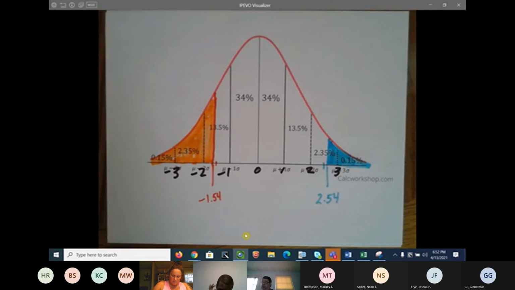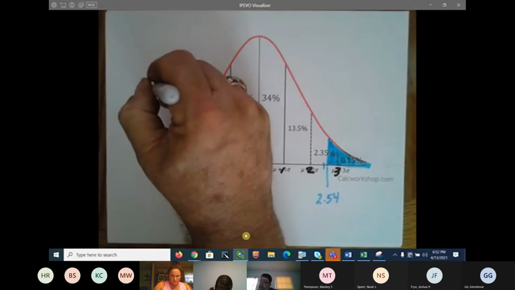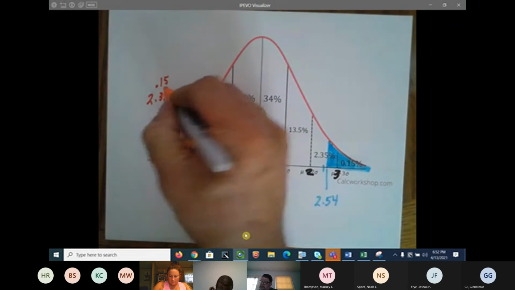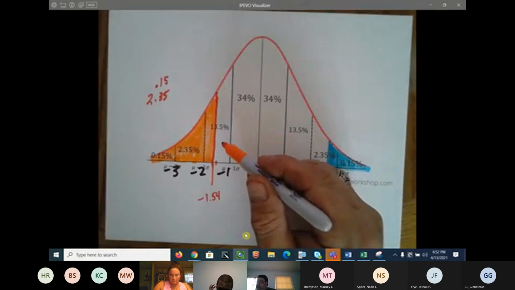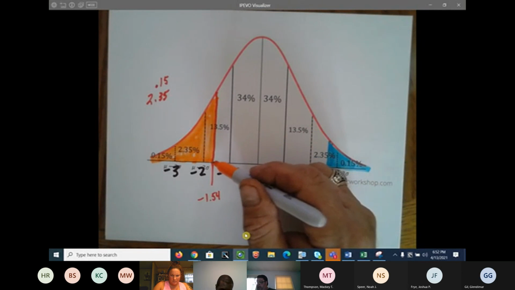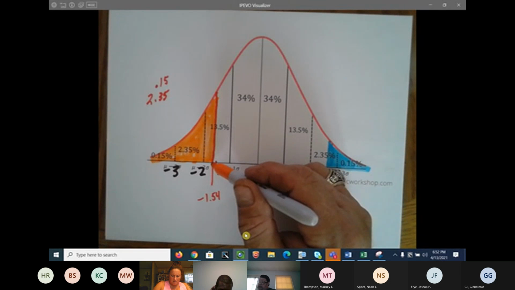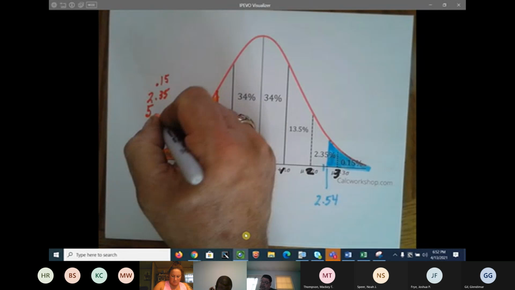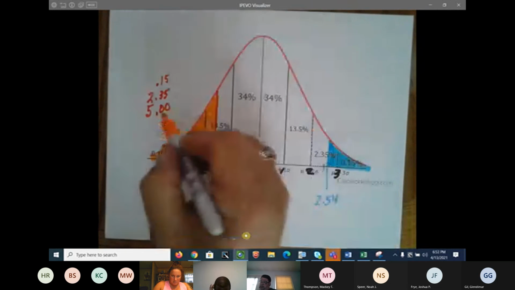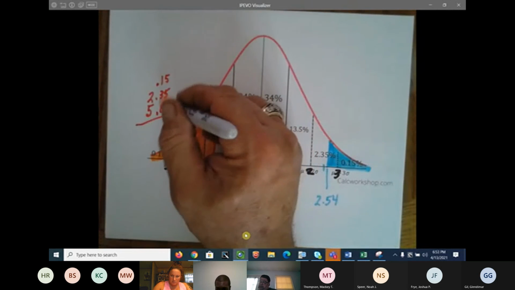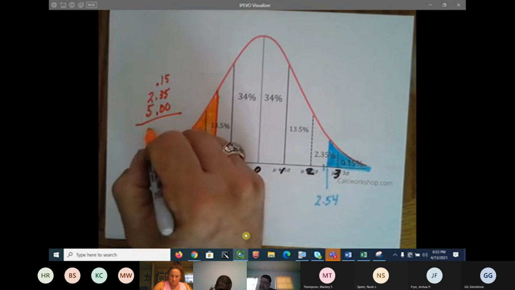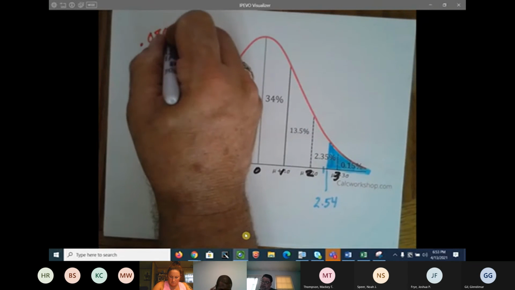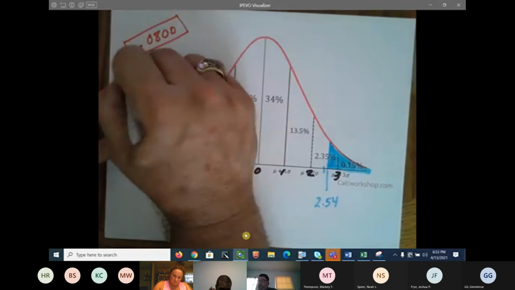Okay, my empirical rule on the left is 0.15, 2.35, and half of 13.5 is 6.75, but we're not going half. We're less than a half. So that will be maybe 5 or 6, you can call it either one. I get 5, 6, 7, 8. I get 8%, or 0.0800. Now that's my estimate for the orange.